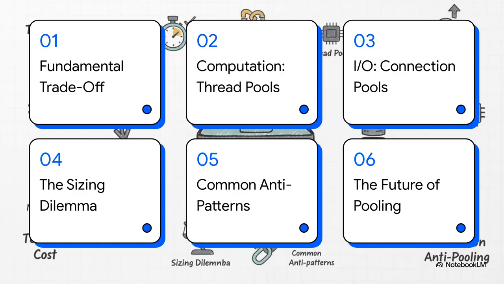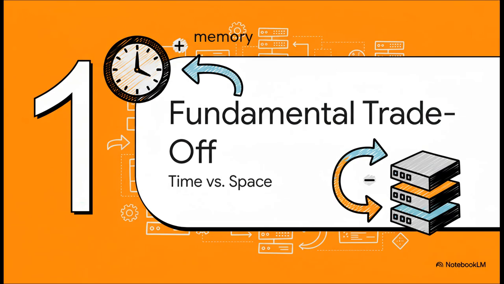So here's our roadmap for today. We're going to start with the why, the fundamental trade-off that makes pooling a thing in the first place. Then, we'll dive into the two big use cases: thread pools for chewing through computation, and connection pools for dealing with I/O. After that, we hit the big one, the sizing dilemma. Then we'll look at all the ways this can go wrong with common anti-patterns, and wrap up with a little peek into the future of pooling. So, first up, the fundamental trade-off.